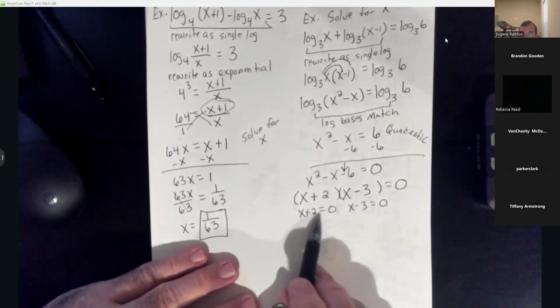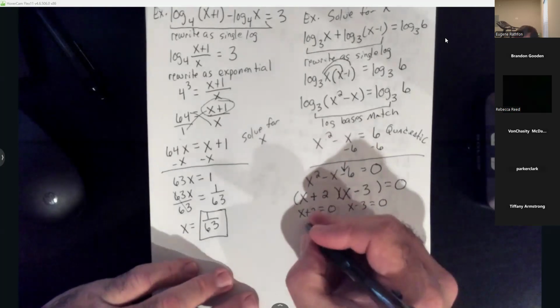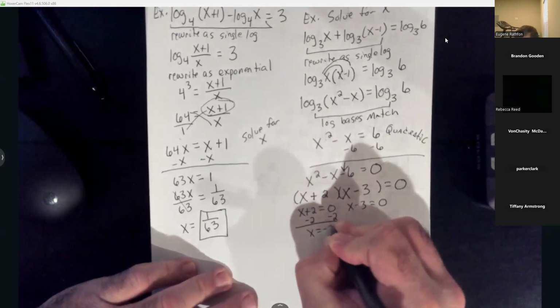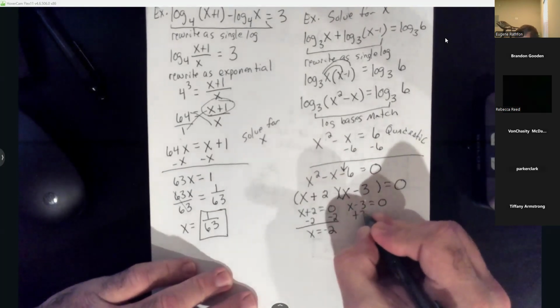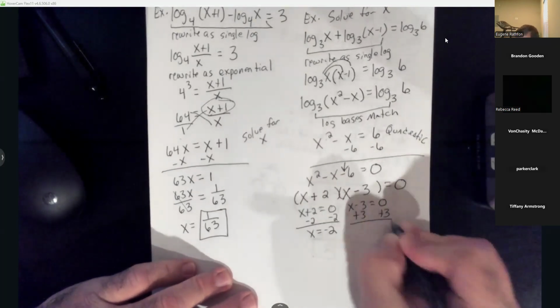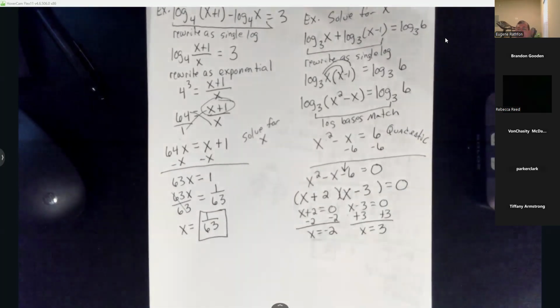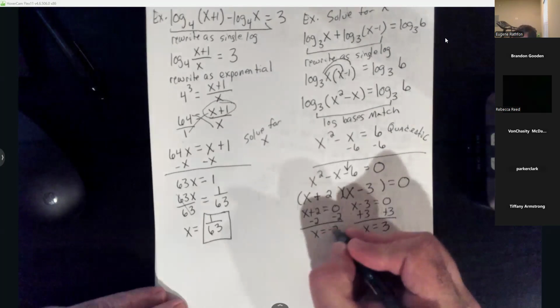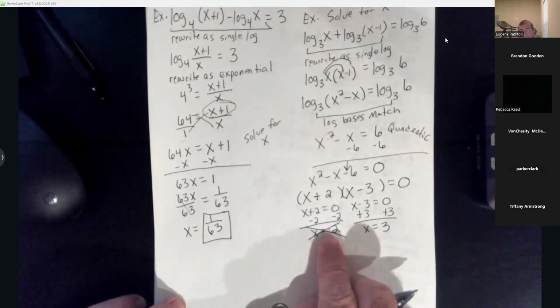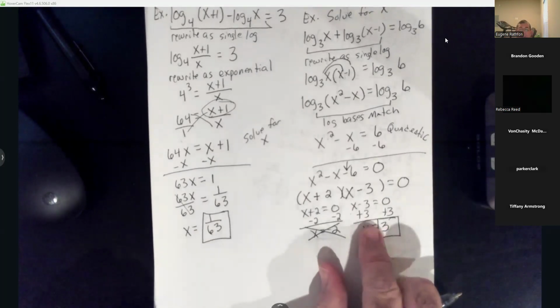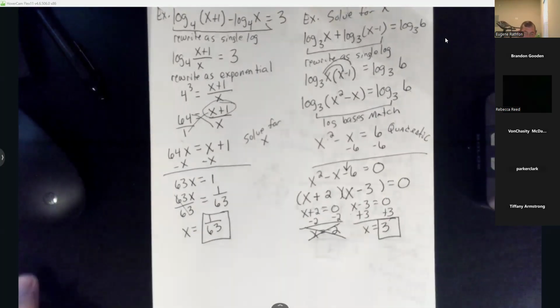So set each of those equal to 0 and solve. So y'all, we're going to subtract 2 here. I get x is -2. Here I'm going to add 3 and get x is +3. All right, what's my final answer? 3, good job. So y'all, we cannot keep the -2 again, and we're only going to keep that +3.